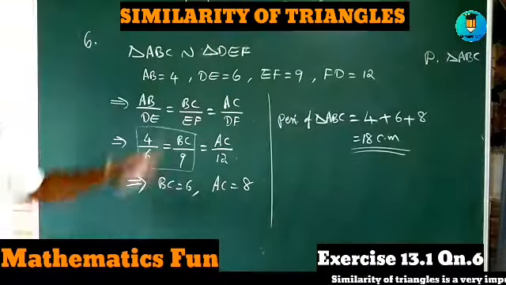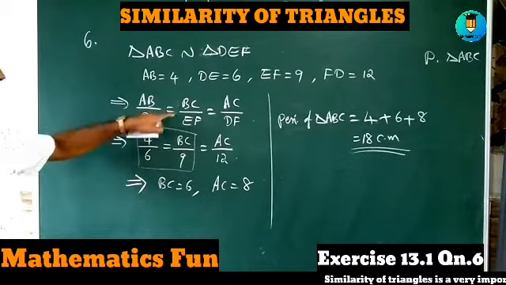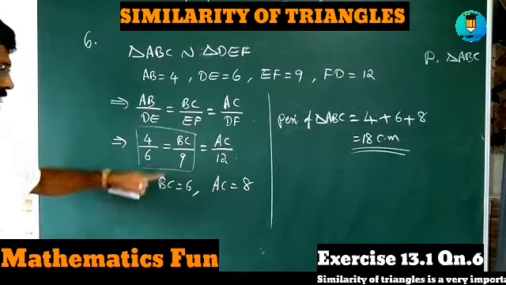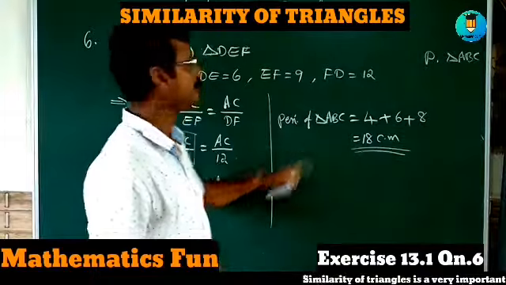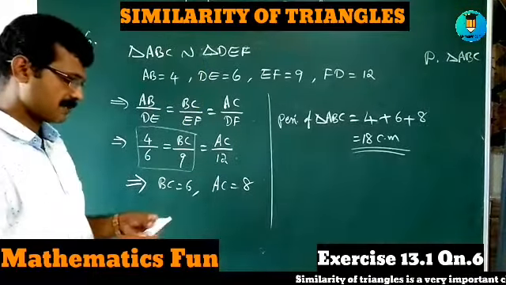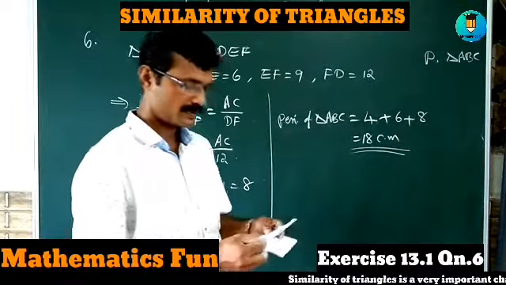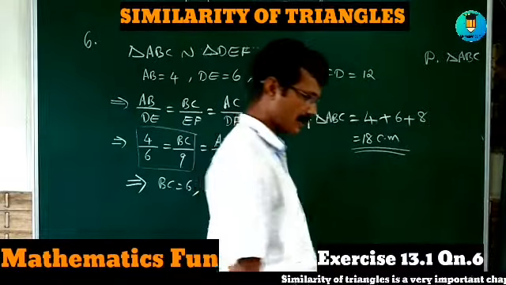This is the question. So it is given already that there is similarity, so I went for the proportional relation, and from that I got the sides. After getting the sides, we can find out the perimeter. So this is question number 6. Comparatively simple question. Now another question, we will do question number 9b part.